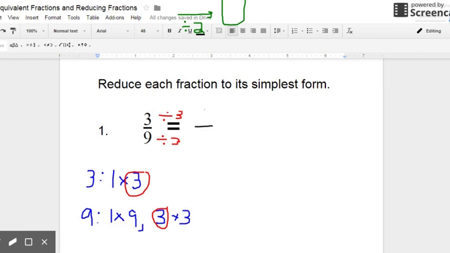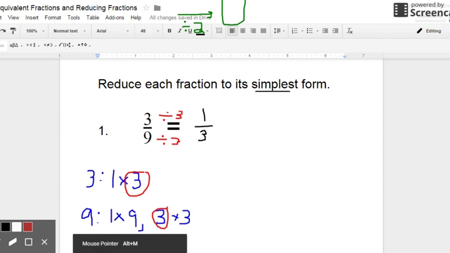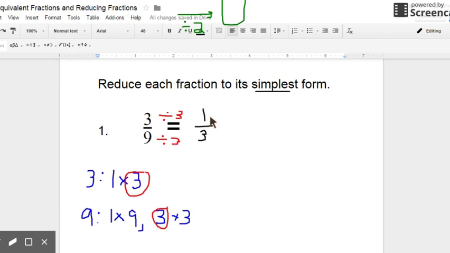3 divided by 3 is 1. 9 divided by 3 is 3. So we always want to check to see, is this in simplest form? We check to see, can I divide 1 and 3 by a number? Well, you can divide it by 1, but is that going to change anything?